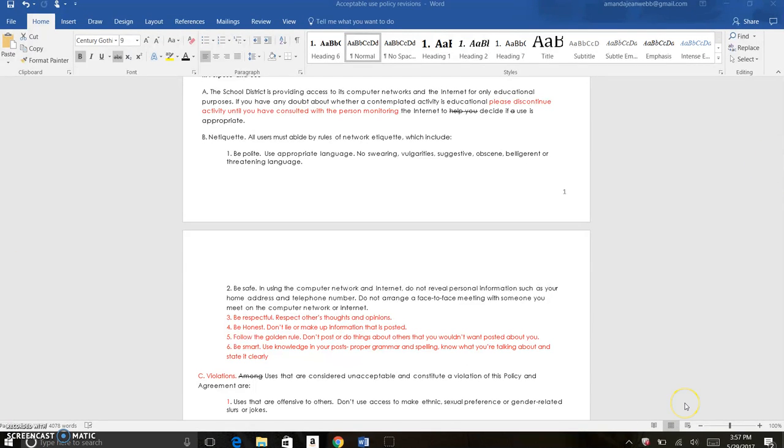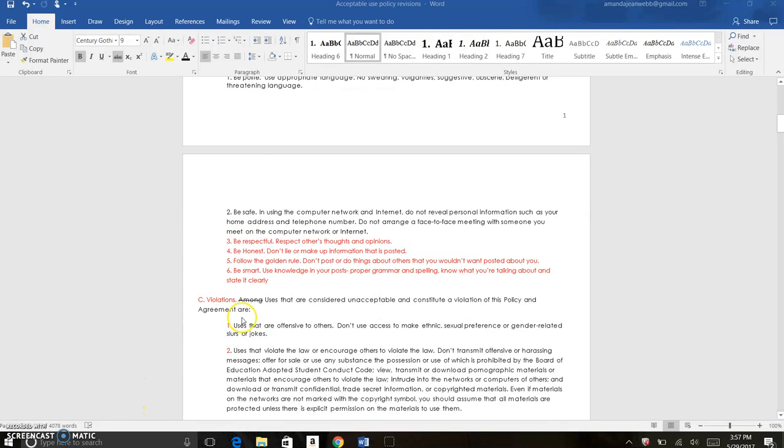The next part was a part of the netiquette, but it just didn't seem to flow to me. So I added a separate spot and put violations. So these are the different violations, kind of goes along with the netiquette, but the things that they would do wrong that would cause a problem.